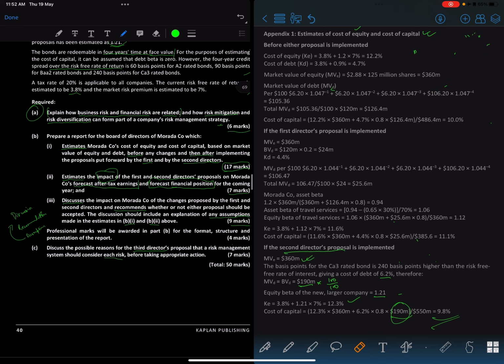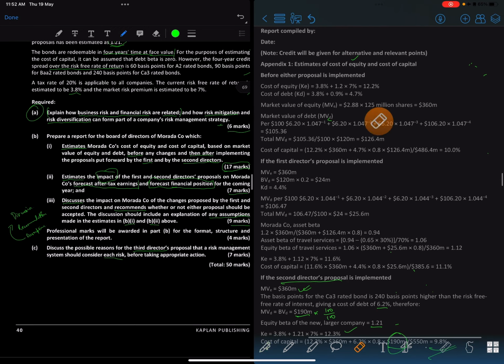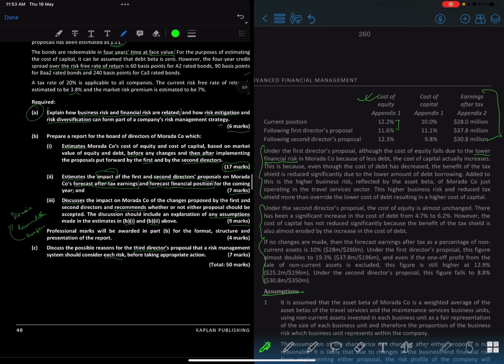So we are looking at the cost of equity, okay. What has happened? It's 12.2. In the second case, the cost of equity has gone down. Why? Because of our lower beta. Why has our beta reduced? Because of the reduction in debt. That's why they talk about lower financial risks, because of less debt. And the cost of capital actually increases.